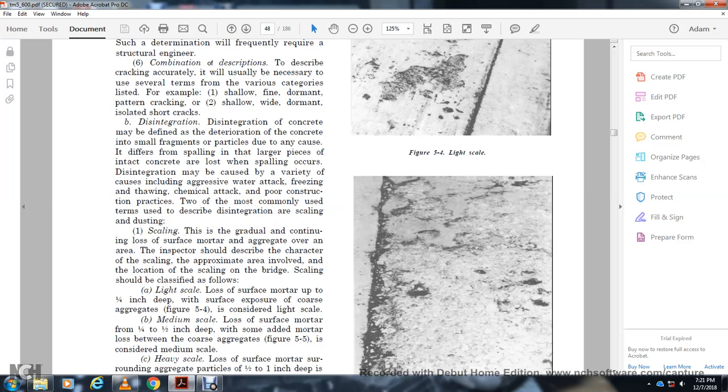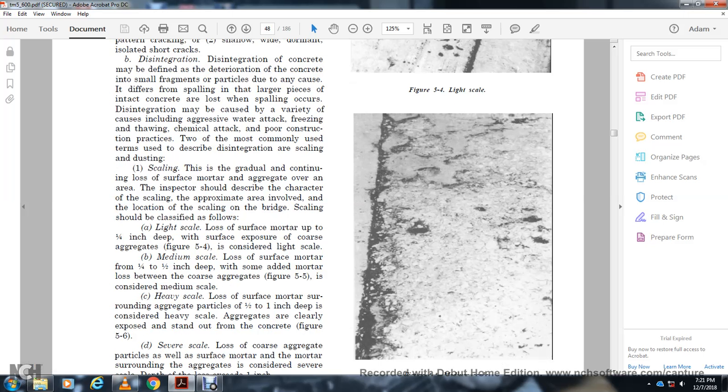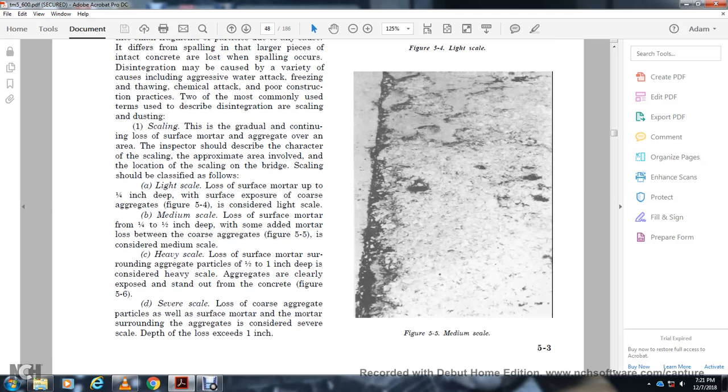B. Medium scale: loss of surface mortar of 1/4 inch to 1/2 inch deep, with some added mortar loss between coarse aggregates, as in figure 5.5, is considered medium scale. C. Heavy scale: loss of the surface mortar surrounding the aggregate particles, 1/2 inch to 1 inch deep, is considered heavy scale. The aggregates are clearly exposed and stand out from the concrete, figure 5.6. D. Severe scale: loss of coarse aggregate particles as well as surface mortar and mortar surrounding the aggregates is considered severe scale. The depth of the loss exceeds 1 inch.